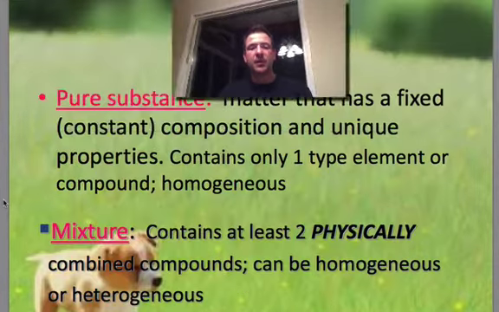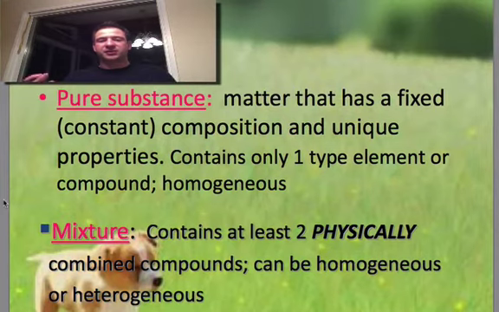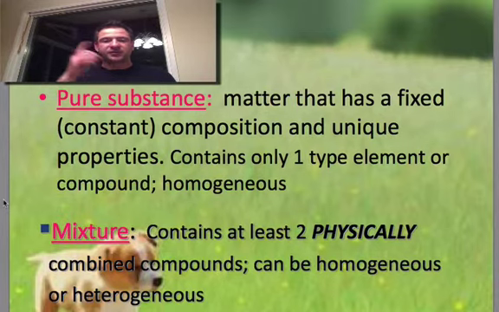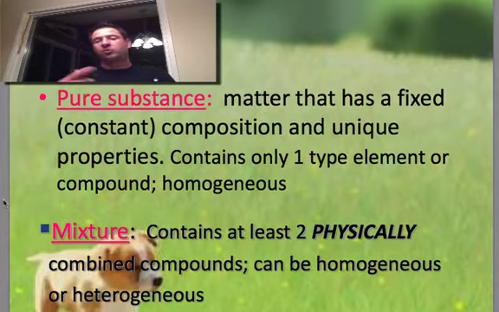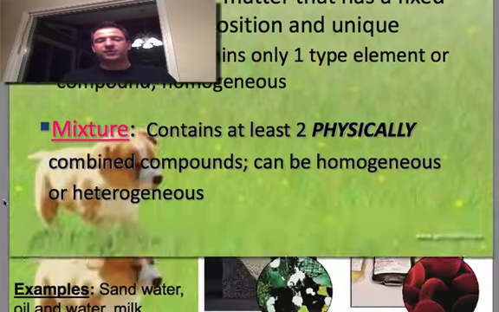So pure substances versus mixtures, what's the difference? Matter that has a fixed, constant composition is a pure substance, so it contains only one type of element or compound. We call that homogeneous, with homo meaning the same. Mixtures, though, contain two or more physically combined substances and can be homogeneous or heterogeneous, with heterogeneous meaning different, so different components.